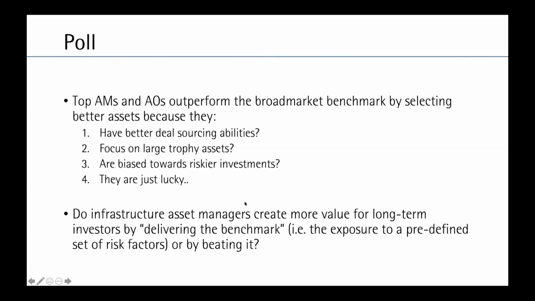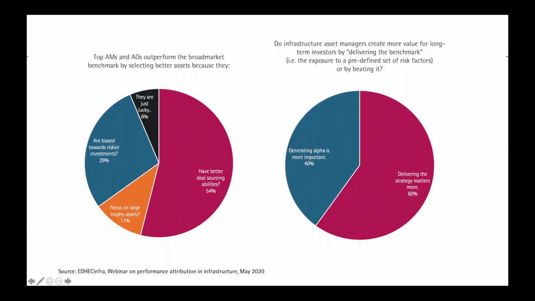and share the results. I hope you can see this. Okay, so the winners are, to the first question, top asset owners and top asset managers have superior investment selection abilities because they have better deal sourcing abilities rather than because they're just trying to take more risk or they're just focusing on large trophy assets. Okay, I'm guessing quite a few large asset owners and large asset managers answered that question, but I think it's fair. I think it's fair that, again, delivering these investments in these portfolios requires a lot of skills.